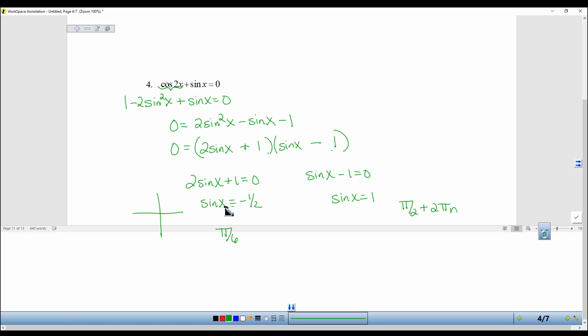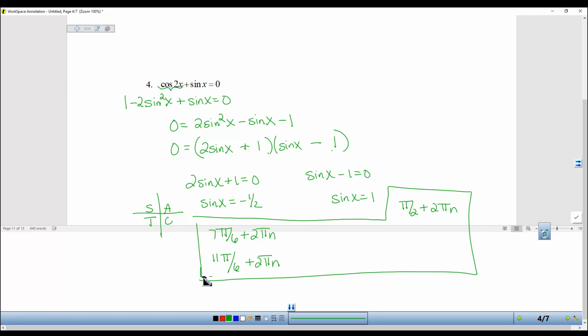But since sine of x is equal to negative 1/2, according to my forecast, sine is negative if I'm in quadrant 3 or 4. So I'm going to make this 7 pi 6 plus 2 pi n and 11 pi 6 plus 2 pi n. And none of these answers overlap. So I'm just going to go ahead and box all of them.